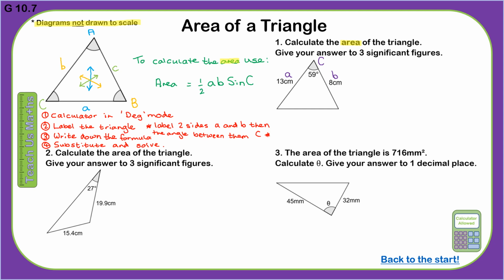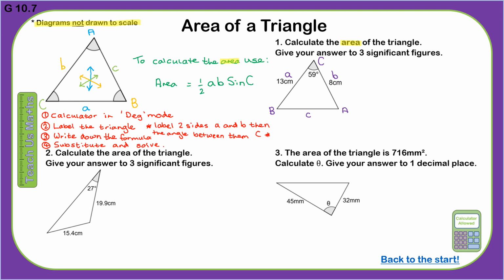What I can do now is label the remaining angles and sides if I wish. I don't have this information, I don't need to use this information, but just for completeness, I'm going to label the angle opposite side A as capital A, the angle opposite side B as capital B, and the side opposite angle C as lowercase c.